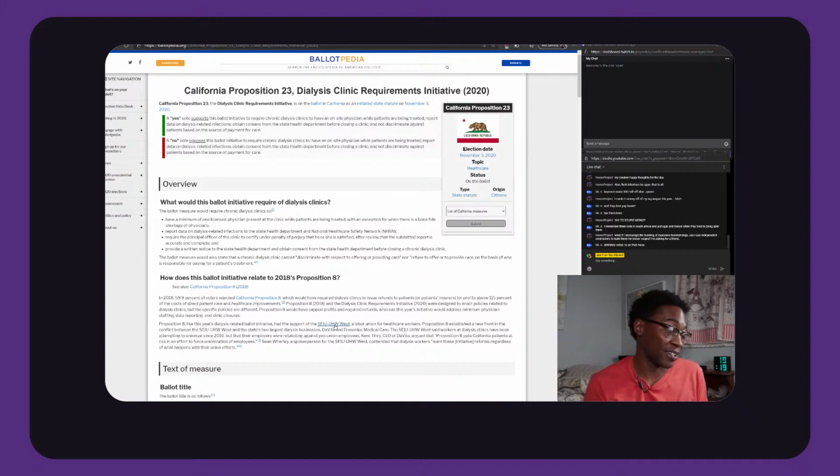Proposition 23 is another doozy, and it's another one of those messes. I'm trying not to over-explain it, because in a lot of places it's been over-explained. But basically, this is another one of those cases where the industry that stands to profit off of this is just steamrolling past it. And so you have to be careful about that.